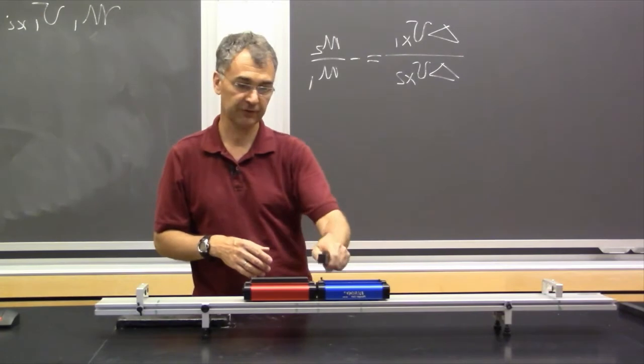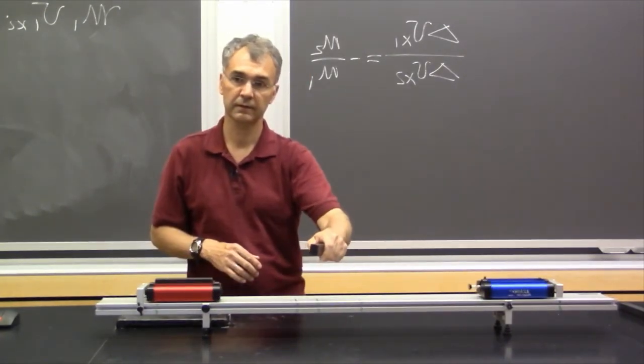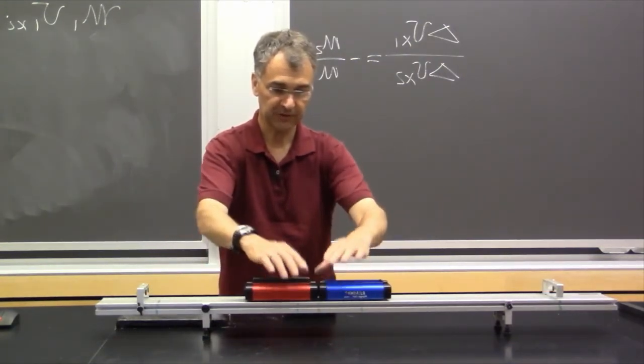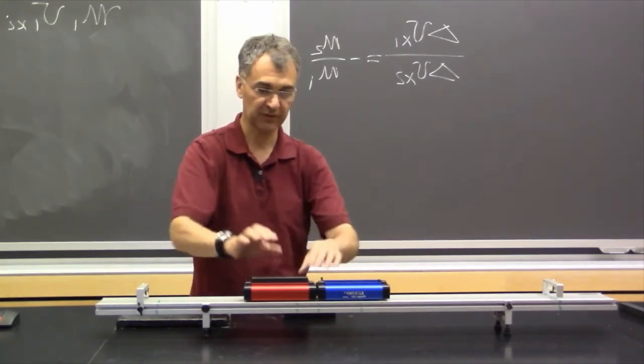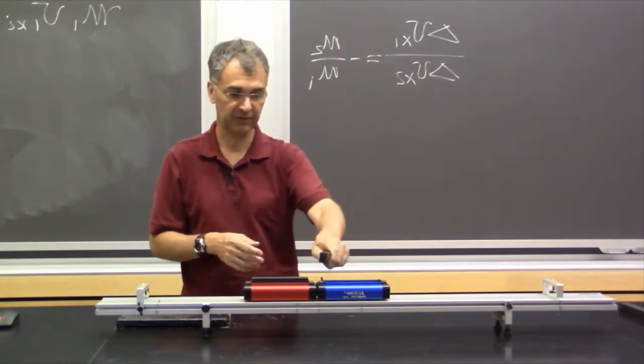Let's see how that goes. So you can see the blue cart travels twice as much distance as the red cart does after they separate, which confirms the idea that the speed of the blue cart is twice the speed of the red cart after they separate.